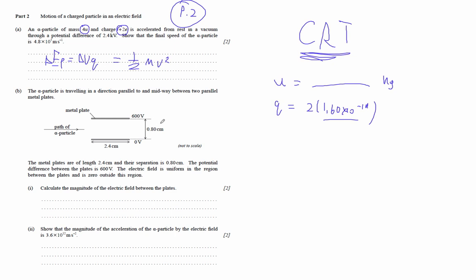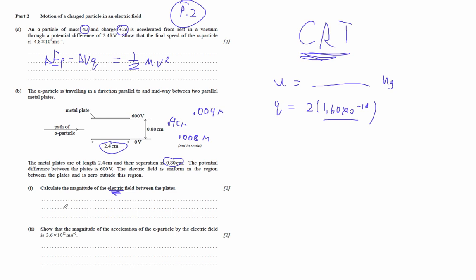So it's 0.4 centimeters from the top plate or the bottom plate, which means it's 0.004 meters. This plate separation is 0.008 meters. So the plates are 2.4 centimeters long. They're talking about that. Their separation is 0.8 centimeters. The potential across them is 600 volts. Calculate the magnitude of the electric field.